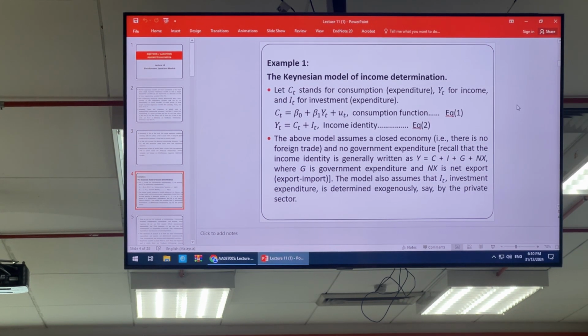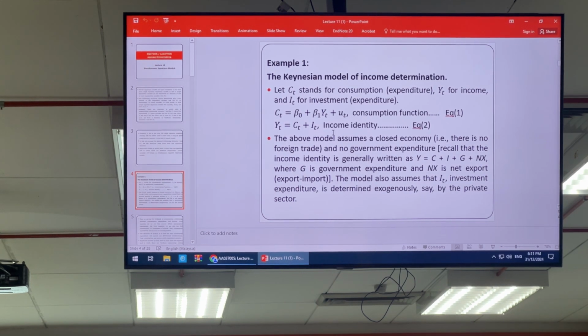So consider, for example, the Keynesian model of income determination. Let C_t stand for consumption expenditure, Y_t for income, and I_t for investment expenditure. So we have two equations here. In the first equation, our dependent variable is consumption, and the explanatory variable is income. So income influences consumption. The first equation is the consumption function.